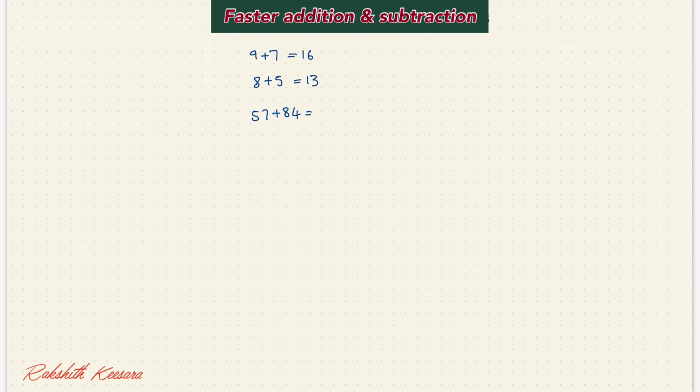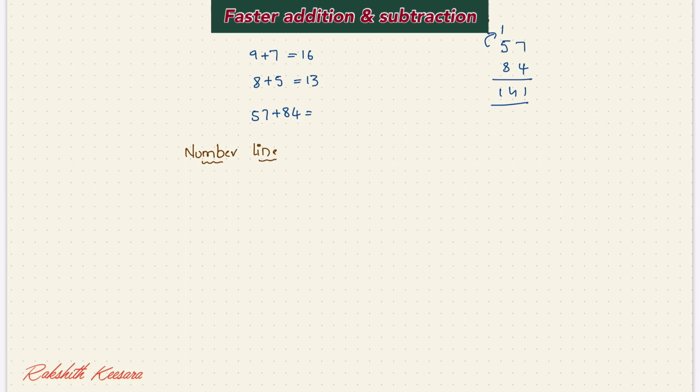In the school days what we have learned is 57 plus 84. This is the traditional way that we learned. 7 plus 4 is 11. 8 plus 5 is 13. 13 plus 1 carry is 14. 141. This is the way that we learned. But how to do in a faster way? For that we will use some concept called as number line.